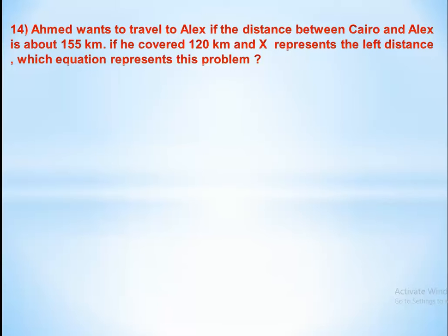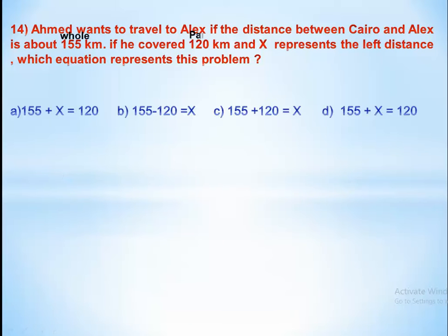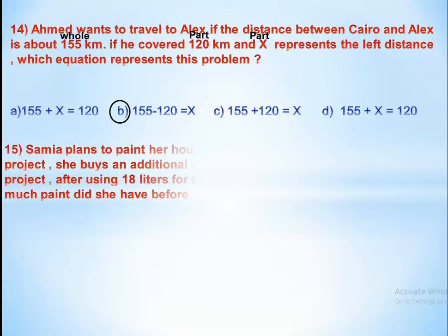Ahmed wants to travel to Alex. If the distance between Cairo and Alex is about 155 kilometers, and he covered 120 kilometers and x represents the left distance, which equation represents this problem? Okay, here we have the whole and part. So it means 155 equal 120 plus x, or 155 minus 120 equal x.